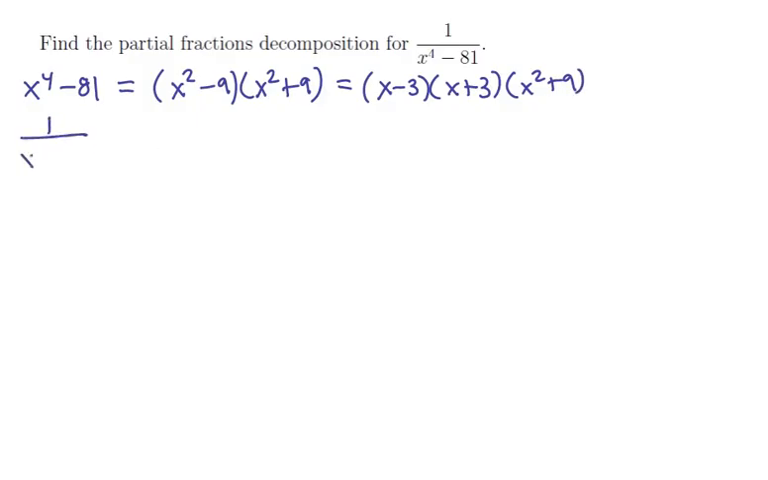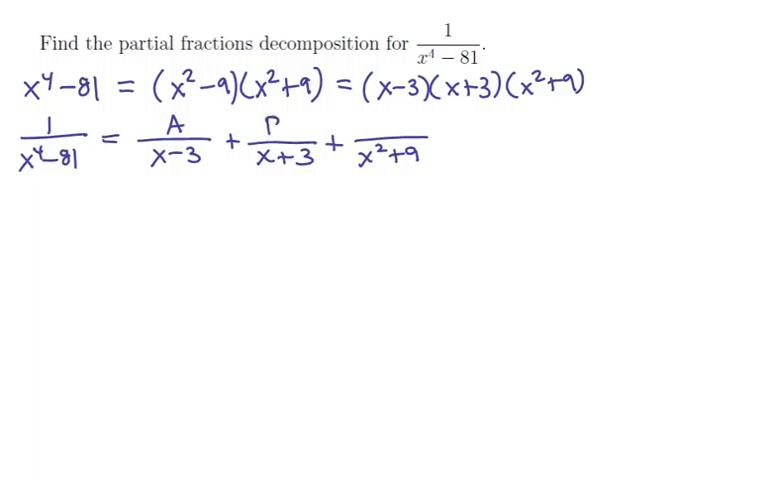That means that 1 over x to the fourth minus 81 can be broken apart as a term over x minus 3, a term over x plus 3, and a term over the irreducible x squared plus 9. The numerators will be an A and a B for the first two. The second term contributes two letters, C and D, in the form of Cx plus D.